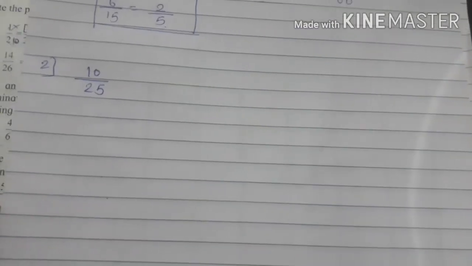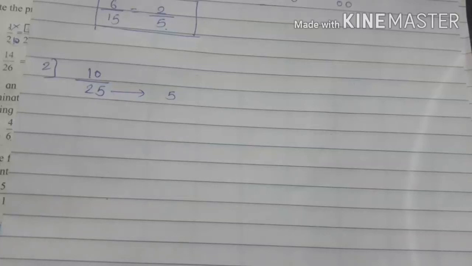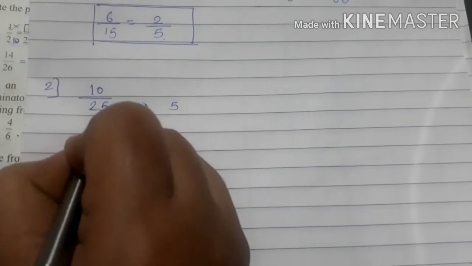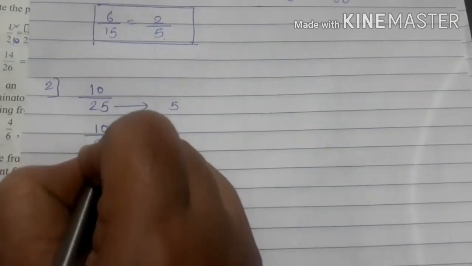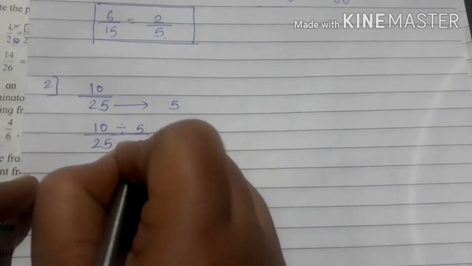Now see the second fraction, 10 upon 25. Now this 25 we have to convert to 5. Now we have to check in which table 5 and 25 are there. In the 5 table is there, and 25 table only. Now in the 5 table, on which place is 25? 5 5s are 25. So we have to divide both numerator and denominator by 5.